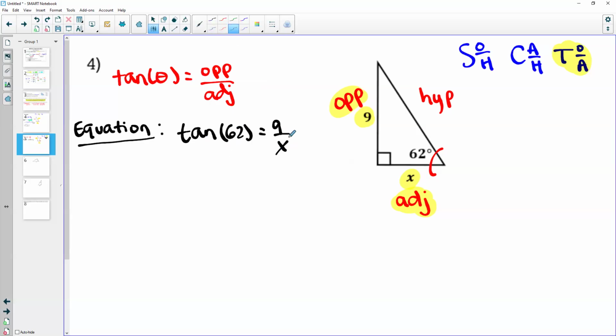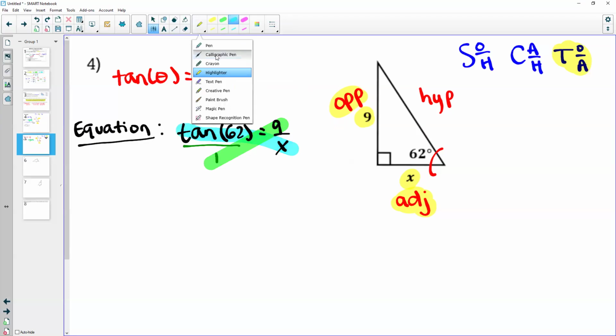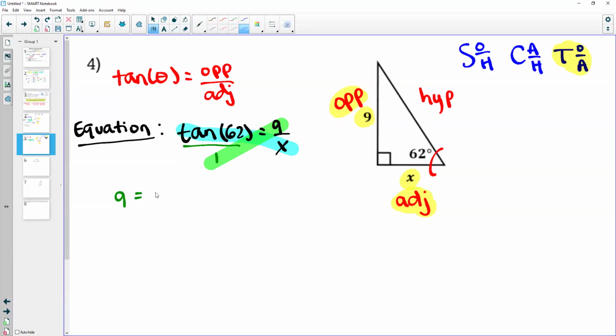What we're going to do now is solve for x. If I want to solve for x, you're going to put the left-hand side of your equation over 1, and then you're going to cross multiply. If we cross multiply, we're looking at 1 times 9 is equal to x times tangent of 62. So let's multiply this out. We have 1 times 9 is 9. That's equal to x times tangent of 62.